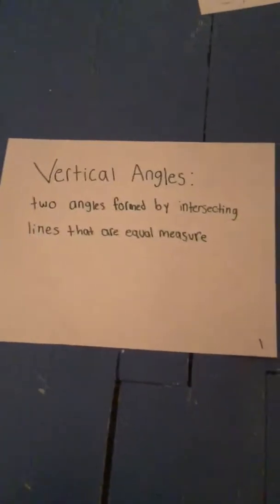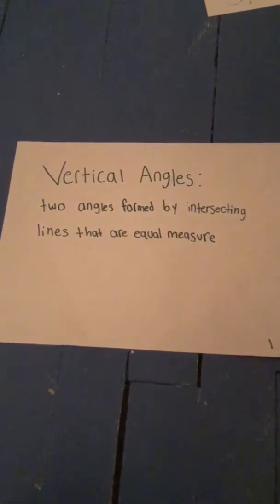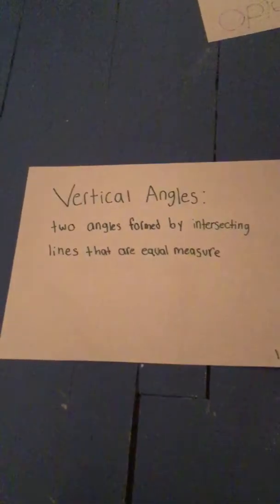First, we're going to talk about vertical angles. Vertical angles are two angles formed by intersecting lines that are equal in measure. They're usually diagonal from each other. So just remember that and you'll be able to figure it out.